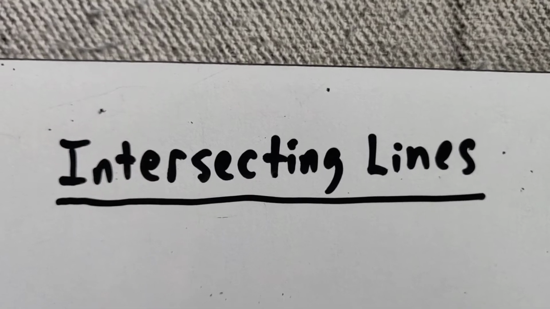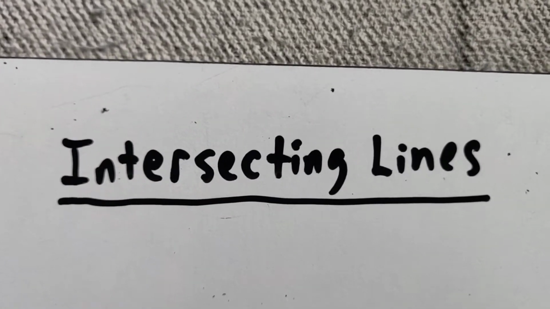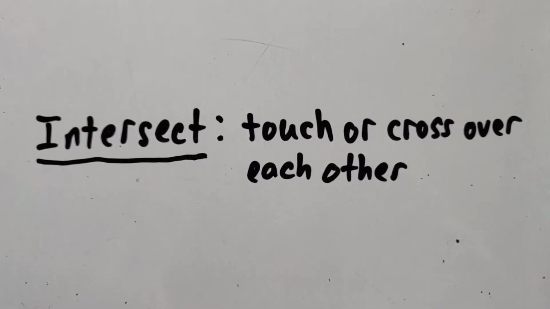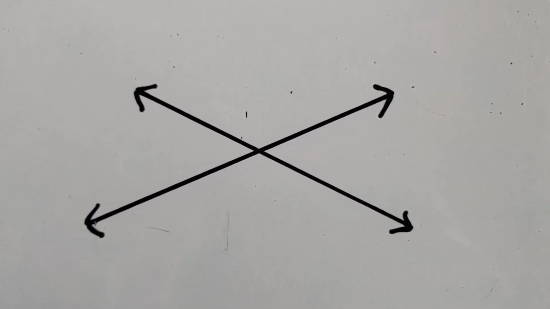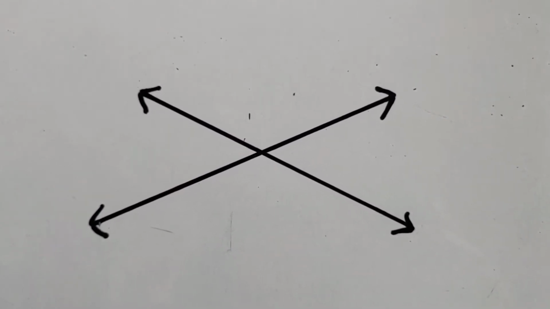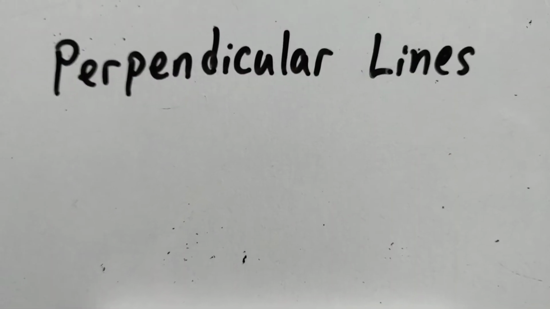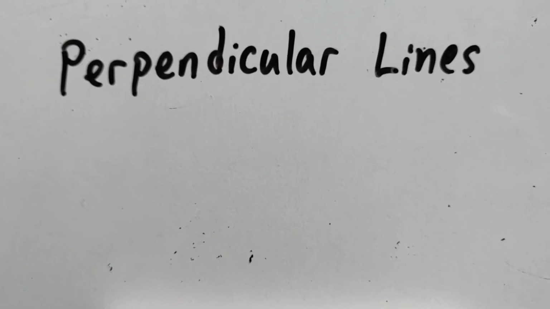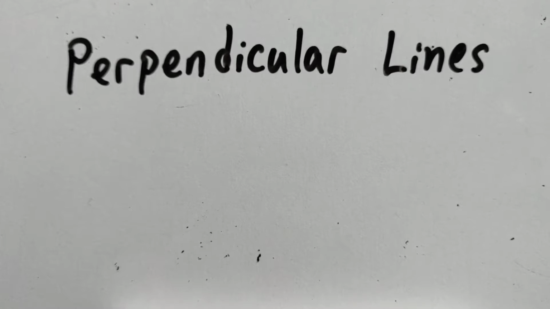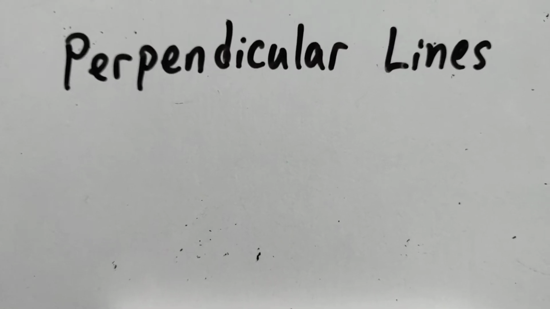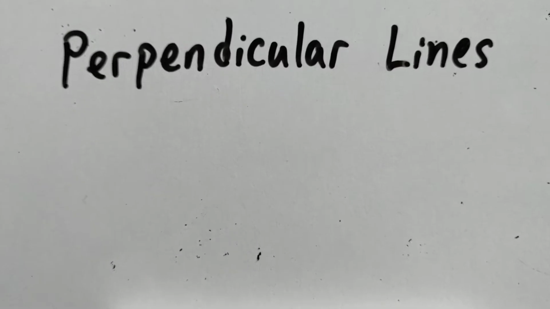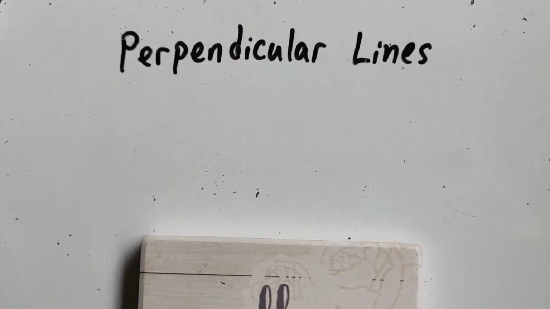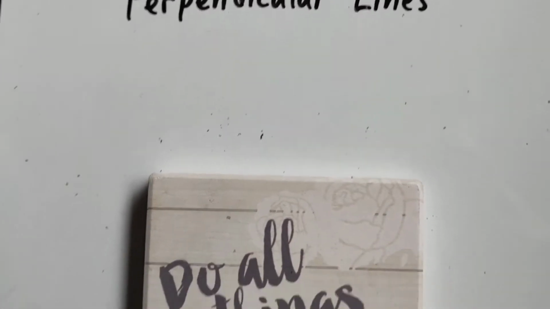Next, I want to mention intersecting lines. And to intersect means to touch or cross over each other. And notice that these two lines do touch and cross over each other. Next, I want to talk about perpendicular lines. And perpendicular lines also intersect, meaning they touch each other or cross over each other. But they do it at a very specific angle.